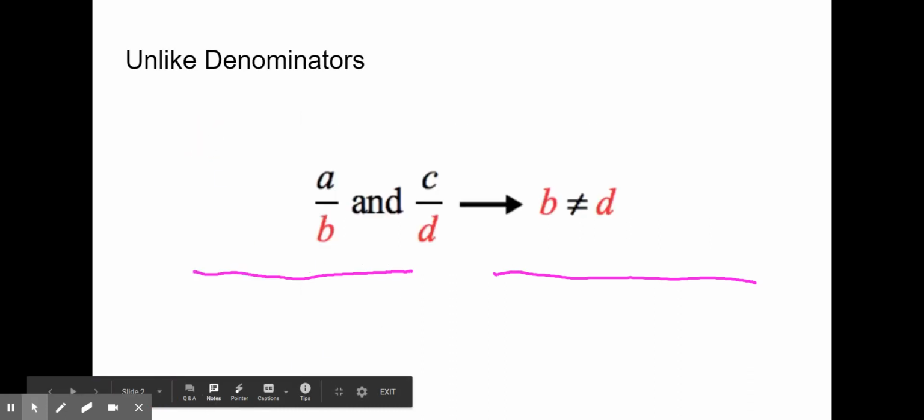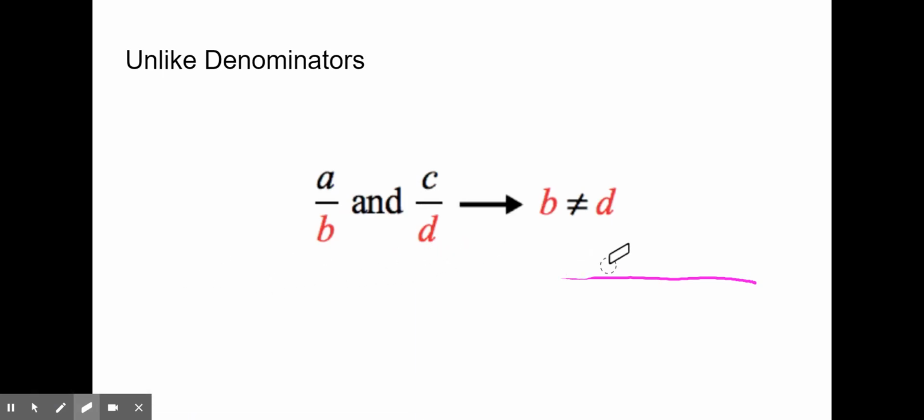So first we talk about unlike denominators, right? The denominators are the lower numbers, and the numerators are the top numbers. Numerators show us how much, and the denominators show us what size. That's just a review of what fractions are and how they're made up. So we see that b is not equal to d, and that gives us unlike denominators.